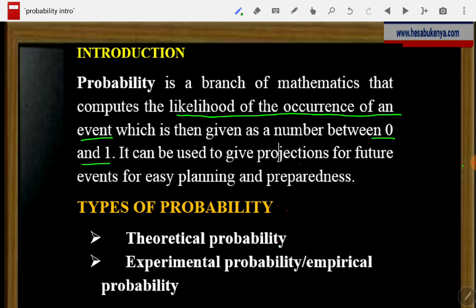So the types of probability are two. One, theoretical probability. Two, experimental or empirical probability.